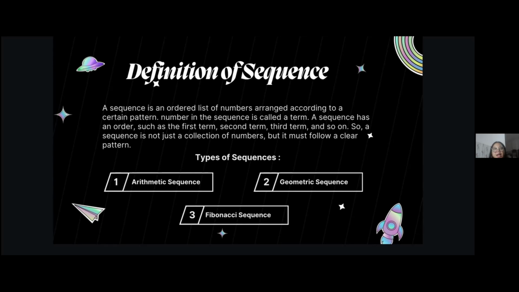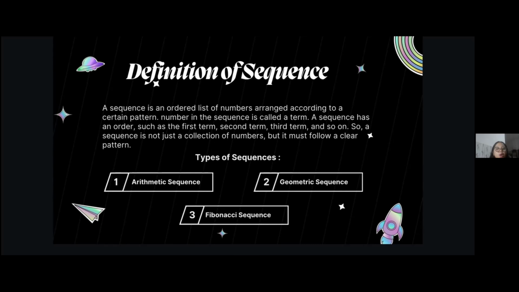Now, let's look at this example. 2, 4, 6, 8. Can you see the pattern, guys? Yes, the pattern is adding 2 each time. And now, how about this? 2, 7, 3, and 10. Is this a sequence or not? It's not really, because it does not have a clear pattern.